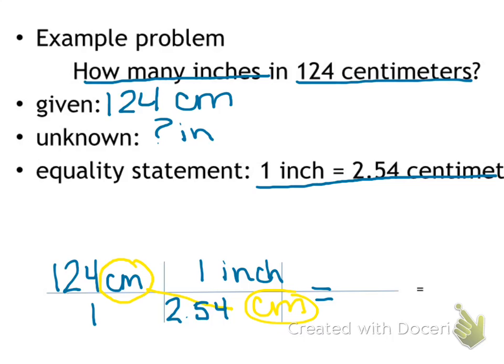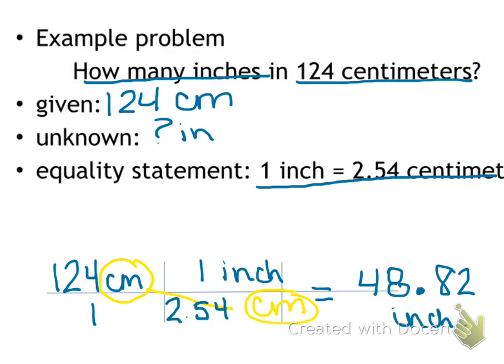So if I do that math, I get 48.8188976378. Remember, I want to round to 2 places, so I'm going to round to 48.82. I'm going to round that 1 up to a 2 because it's followed by a bigger number. And then my units are inches.